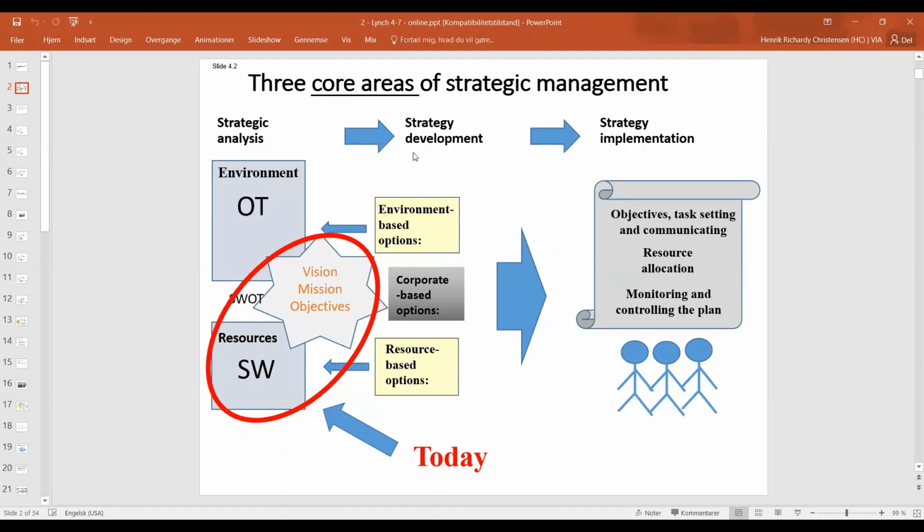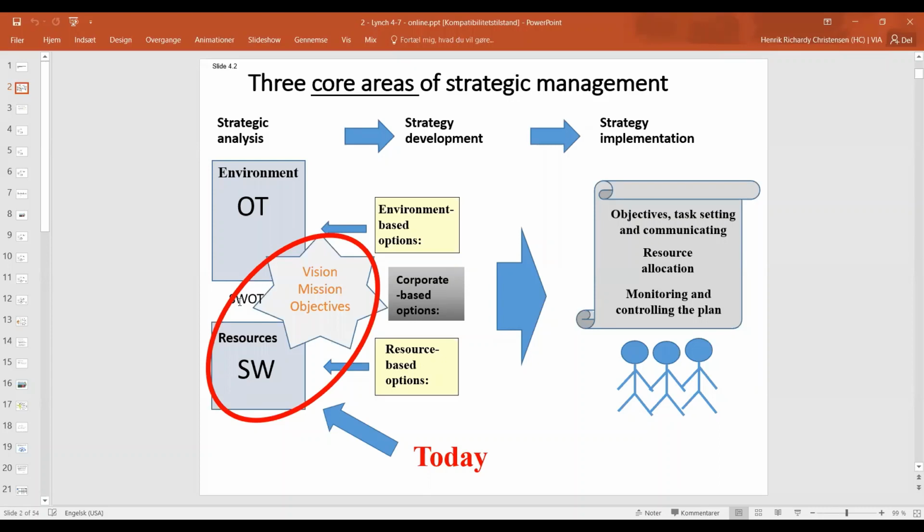Now, the first thing we talked about last time was the environment. And we found out that the environment provided us with opportunities and threats. And looking at the resources here, those resources that we have in a company provide us with certain strengths and weaknesses when we compare our resources to the environment that we are operating in. So that leads to the SWOT analysis that we also talked about last time. We find it just here.